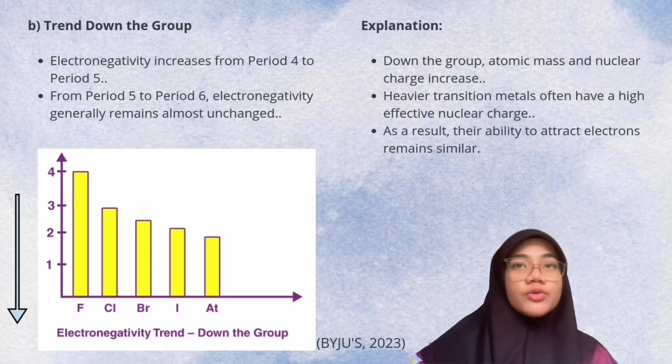As we trend down the group, electronegativity increases from period 4 to period 5, while from period 5 to period 6, electronegativity generally remains almost unchanged. Down the group, atomic mass and nuclear charge increase, and heavy transition metals often have a high effective nuclear charge.